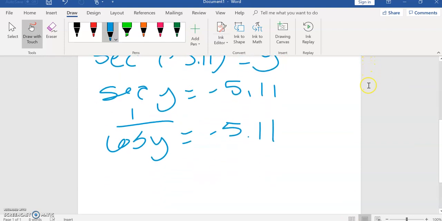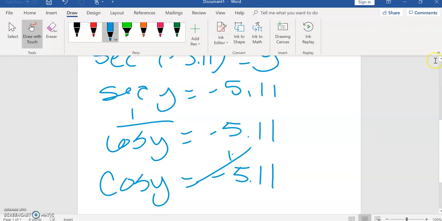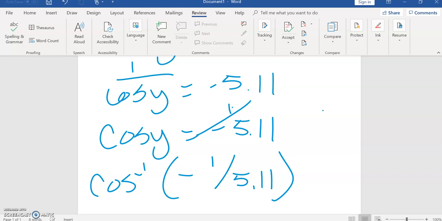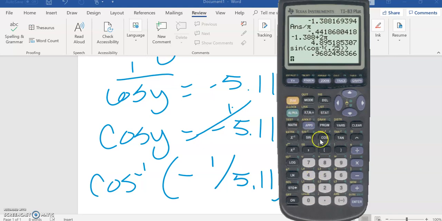So then this is 1 over cosine y equals negative 5.11. To do this, I'm going to flip it. So the cosine of y equals negative 1 over 5.11. Then this is actually going to be the arc cosine of negative 1 over 5.11. So this does not flip the same way the regular trig functions do. When I go to put this into my calculator, I'm going to put it in as the arc cosine of negative 1 over 5.11. And this, 101 degrees, is going to be my answer.